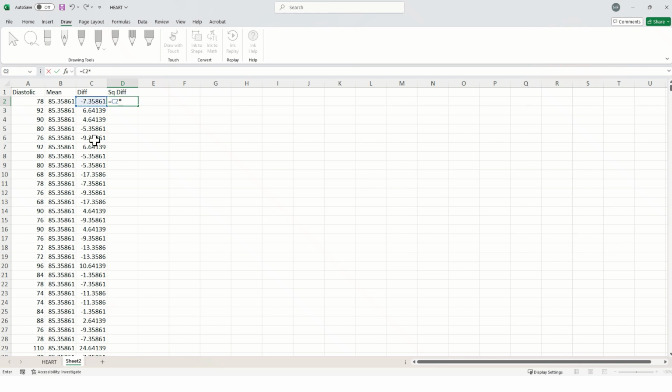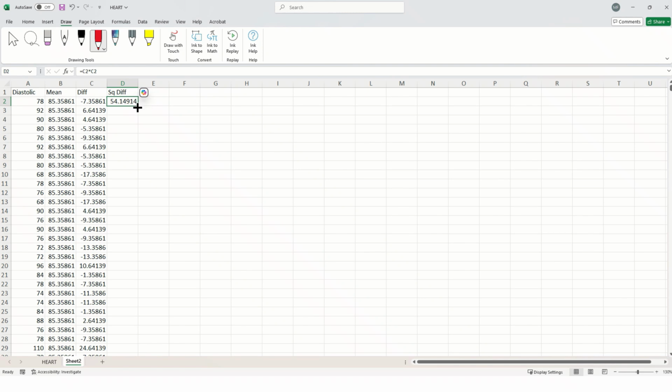C2 asterisk, which represents multiply by, C2, and enter. So we got the square of 7.36 millimeters of mercury, which is 54.15 millimeters of mercury squared. It doesn't really give us any meaningful information, but what we are going to do next is take the squared differences for all these values and then take the average of it, and then we'll take the square root of it.